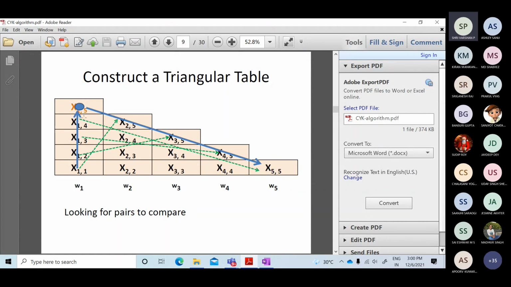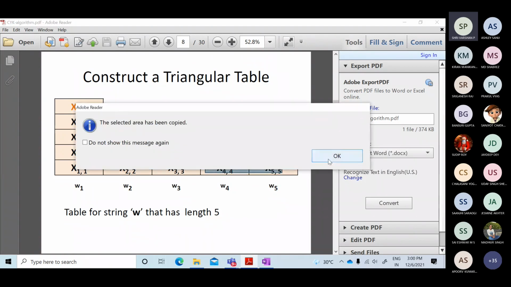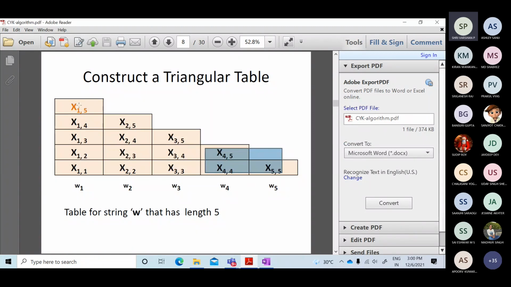If I want to make an entry at this point, then this point is going to be dependent upon these fields and the fields that are diagonal to this one. So here you can see, this is going to be dependent upon 1,4; 1,3; 1,2; 1,1, and it is going to be dependent upon the fields diagonal to this one. What are the diagonal fields? 2,5; 3,5; 4,5; 5,5.